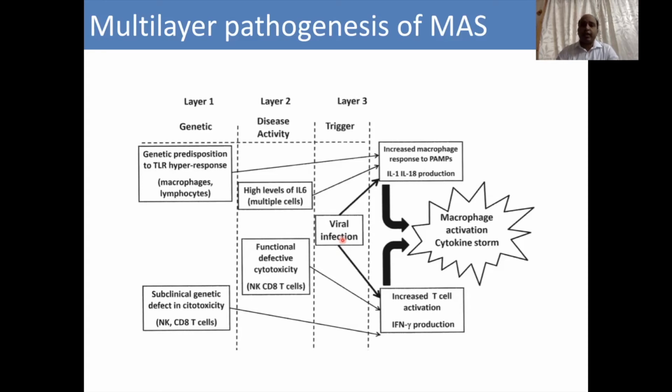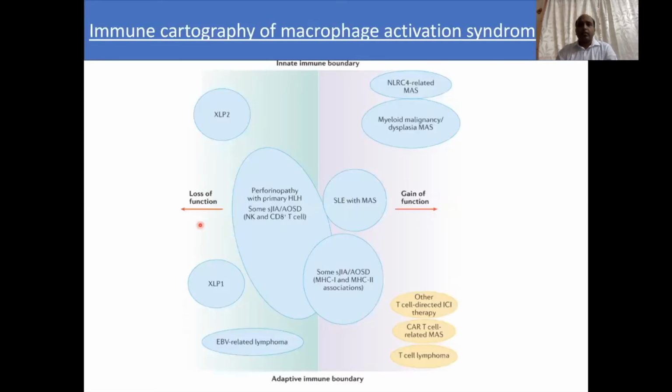Mostly, they have increased production of interleukin 1 and interleukin 18. Along with that, the viral infection causes persistent activation of the T cell, which leads to interferon gamma production and macrophage activation. All of this leads to macrophage activation syndrome. The trigger is important, along with genetic predisposition and underlying diseases.